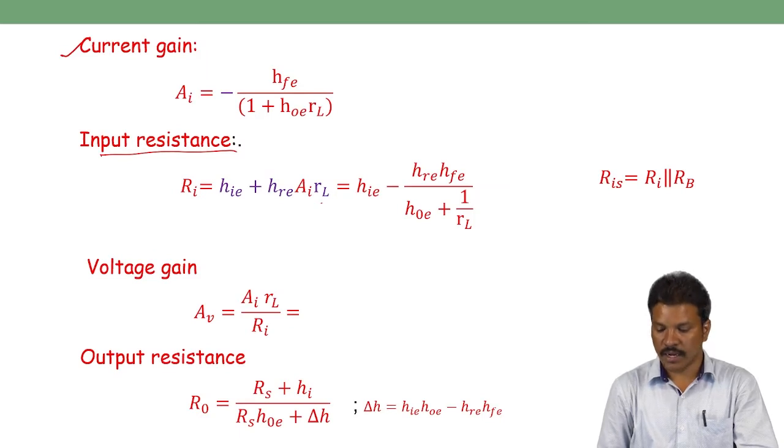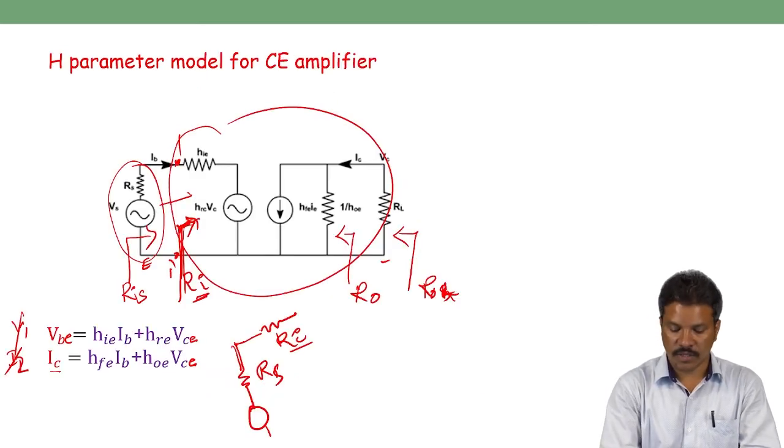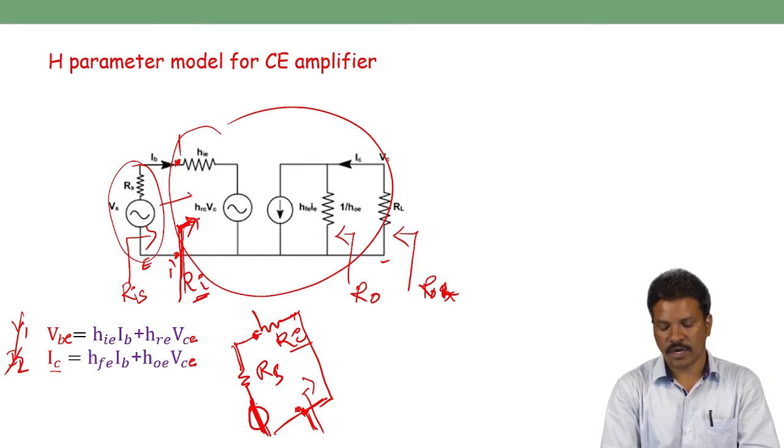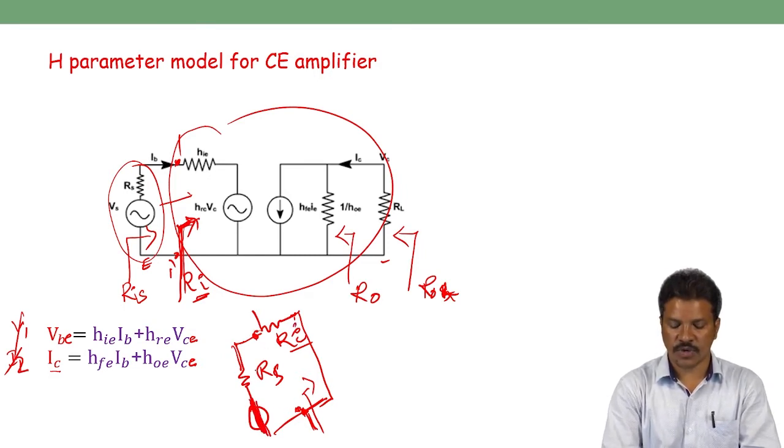So when we connected it like this, we take it as port 1 and 1 dash. The entire thing is RI. So what is the total resistance between port 1 and 1 dash? They are in parallel. For example, Thevenin's resistance, looking at the voltage source, these two are in parallel, so that we get RS.